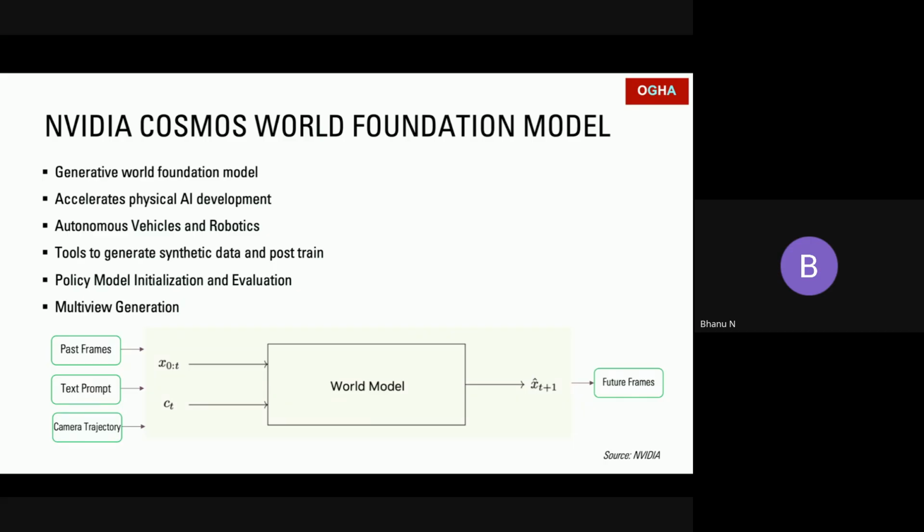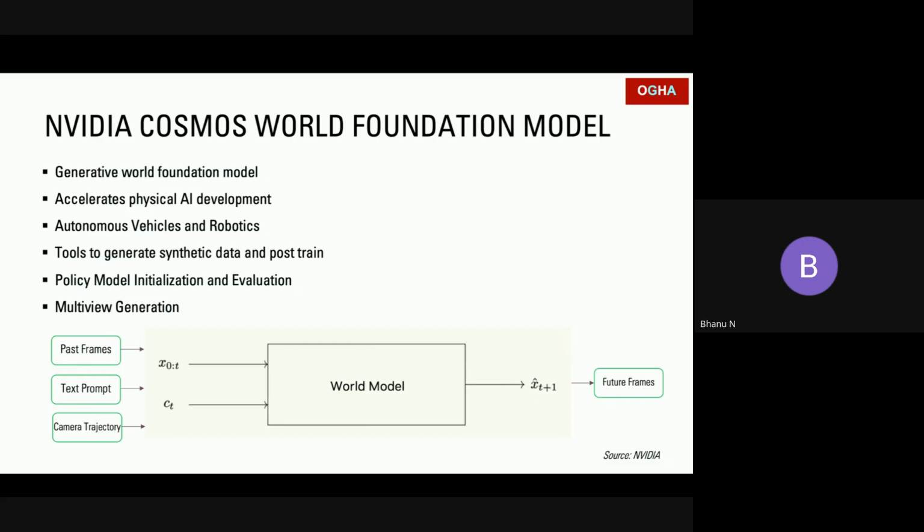AI is going from natural language and conversational AI to the physical AI world. So this particular platform is meant to accelerate that development. Obviously, the applications are for autonomous vehicles, robotics, and all that. We see some of those applications. And because it's a platform, it has a lot of tools. You can use it to generate synthetic data for your models, and you can post-train on it.